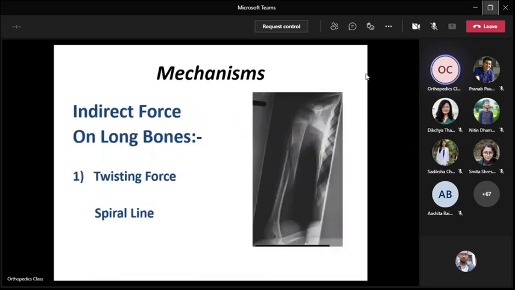So this is the example. This is the indirect force on long bones. Again, example of the humerus. If you see in these pictures, there is a long spiral fracture. If you see this type of fracture in an X-ray, that means the force is twisting in nature. Any twisting force will reproduce a spiral fracture line.